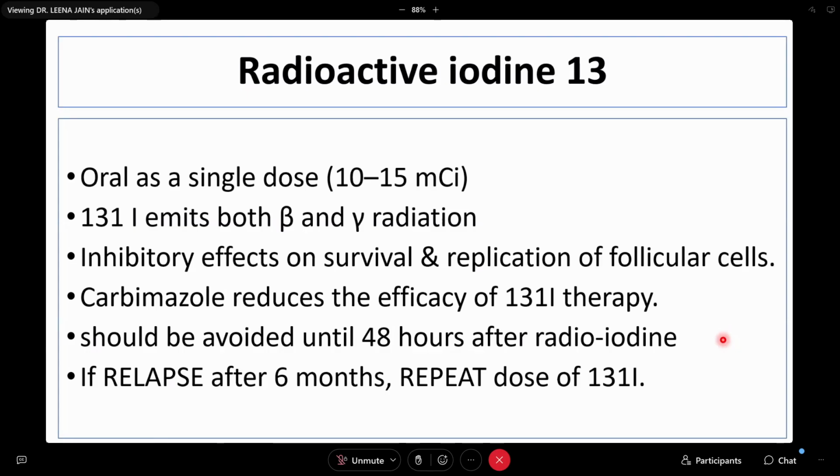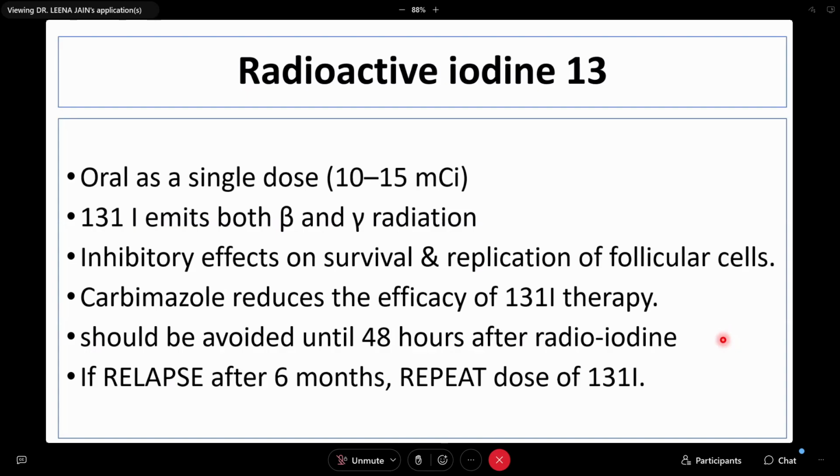131 emits what rays? Beta and gamma radiations. What rays does it emit? It emits beta and gamma radiations. And it has an inhibitory effect on survival and replication. It doesn't allow the survival, and it also prevents the replication of the follicular cells.